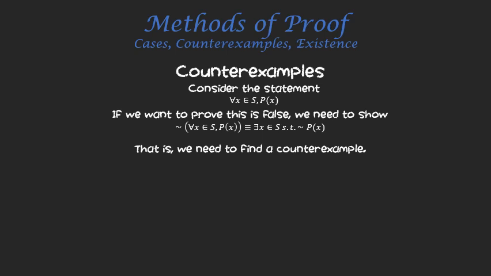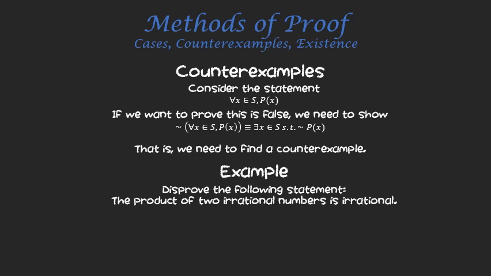But you might see, when we find this x such that not P of x holds, that's called a counterexample, when we're disproving a universal statement by providing a counterexample. That's what's going on here. And so, for example, you might see something like: disprove the following statement. The product of two irrational numbers is irrational. So let's try and disprove this thing.